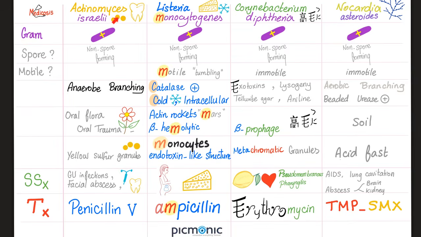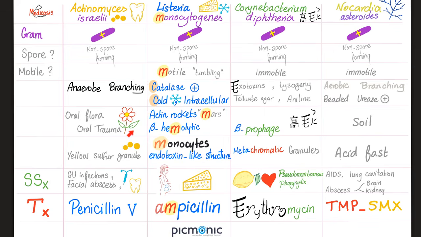So let's review. Today we have discussed Actinomyces israelii, Listeria monocytogenes, Corynebacterium diphtheriae, and Nocardia asteroides. All of them were gram-positive rods, that's why they are purple. All of them were non-spore forming. Motility: Listeria monocytogenes was motile, the others are immotile. Actinomyces israelii is anaerobic and branching. Nocardia asteroides is aerobic and branching.